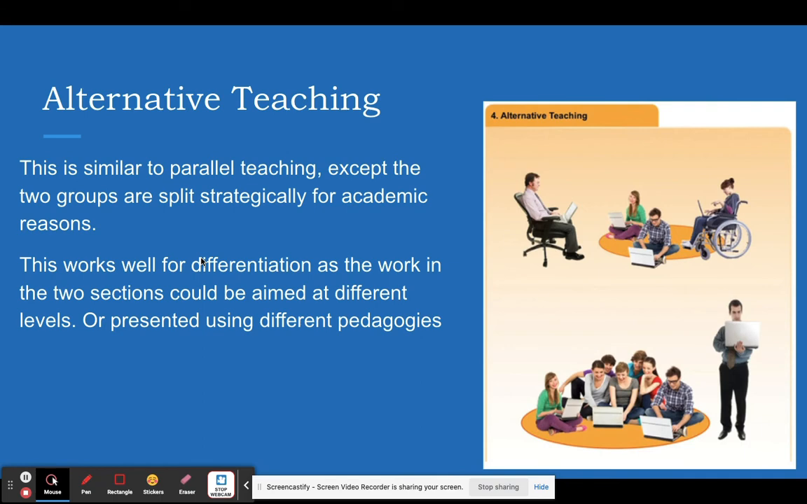It shouldn't always be the same teacher with the small group and the other teacher with the large group. It could be just different pedagogies. One person is going to use this sort of pedagogy, one person is going to use this, so we'll split the kids up in that way. So both teachers are doing pretty much the same work at the same time, but to different students, and the split is strategically done for academic reasons.